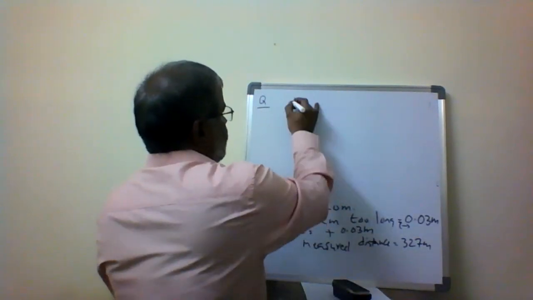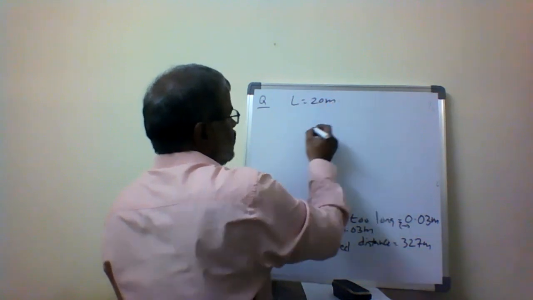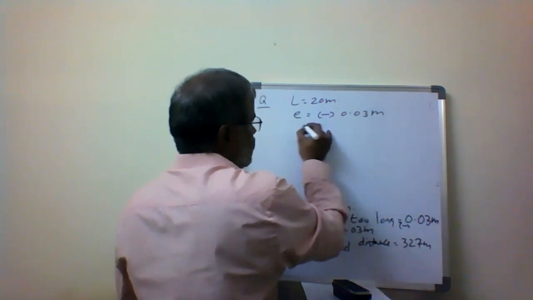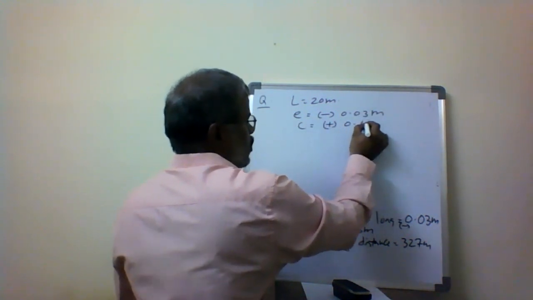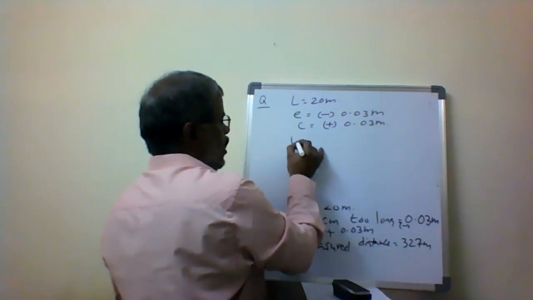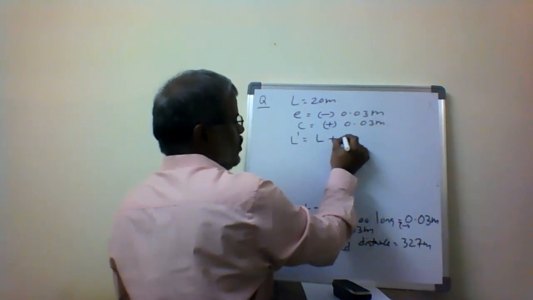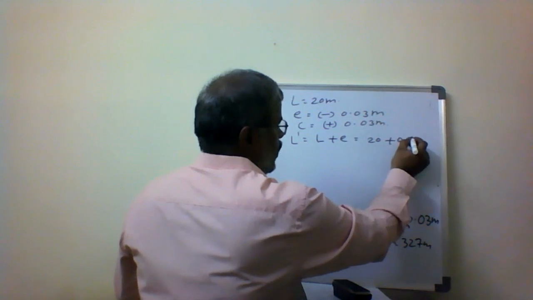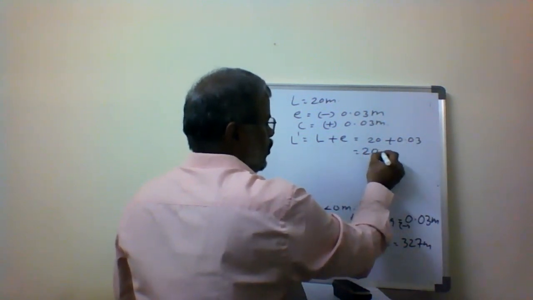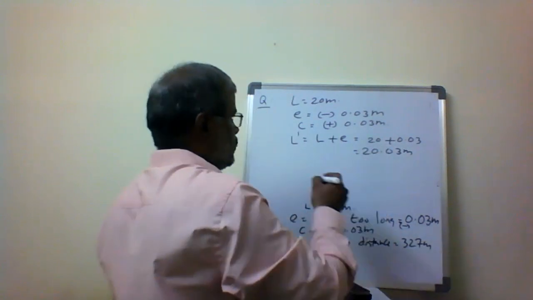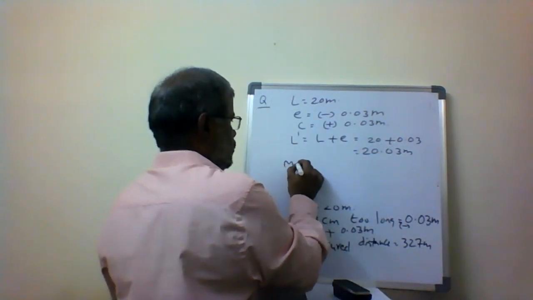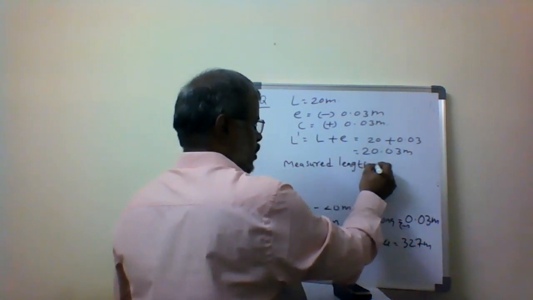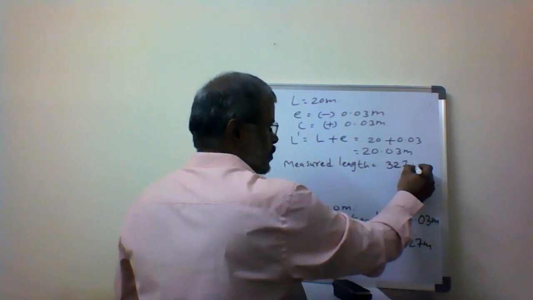So now the data is given as L equals 20 meters. Error is minus 0.03 meters. Correction is plus 0.03 meters. L dash equals L plus E, so 20 plus 0.03, 20.03 meters. L dash equals the corrected length. Measured length equals 327 meters.